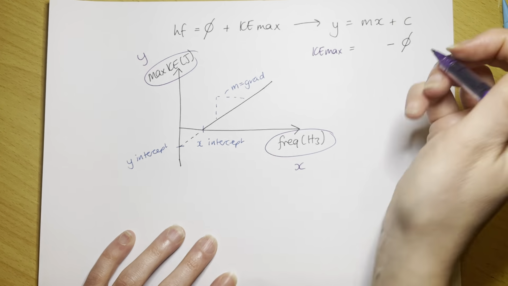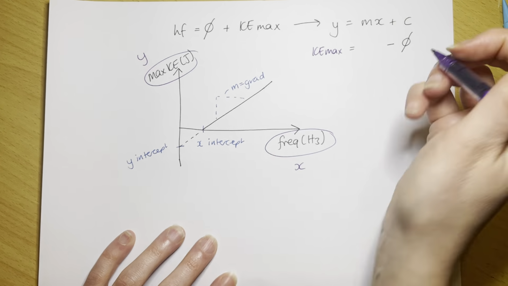So what I find is that the gradient m is equal to the Planck's constant, h. And I also find that the y-intercept, which is a negative, is equal to the minus work function. So if I want to know the work function, I just need to look at the y-intercept and minus it to get a positive number. If I want to know the gradient, the Planck's constant, I just need to work out the gradient.